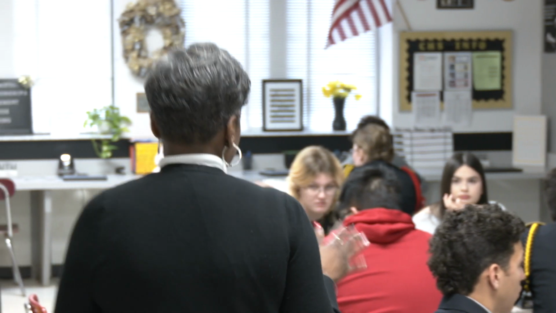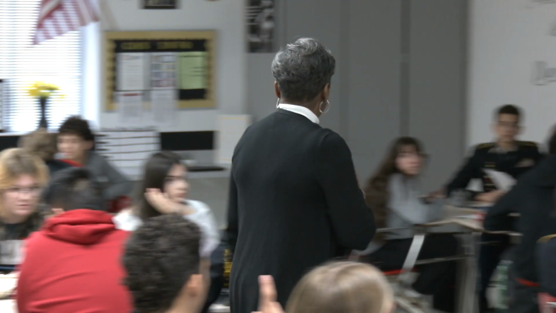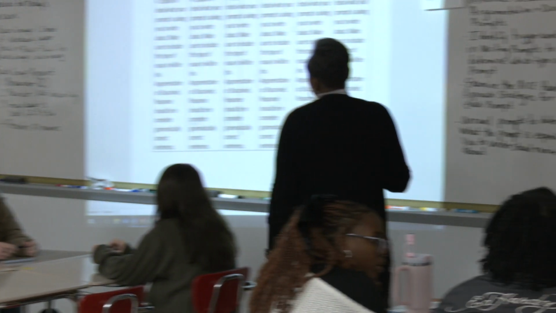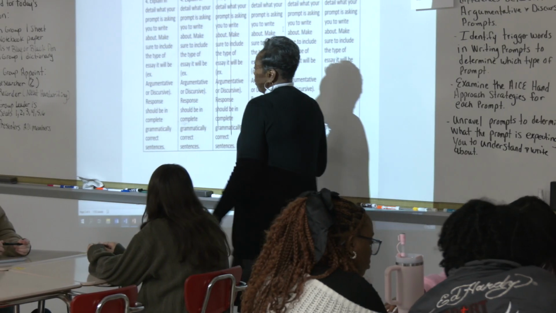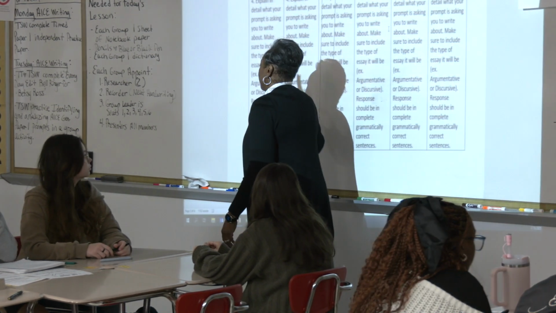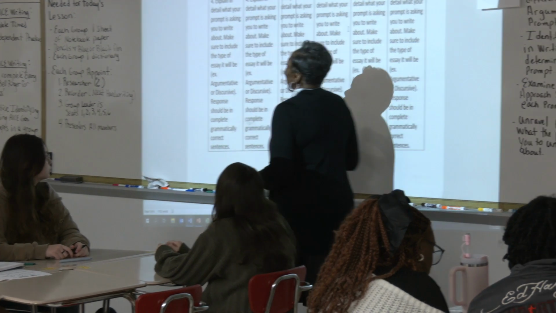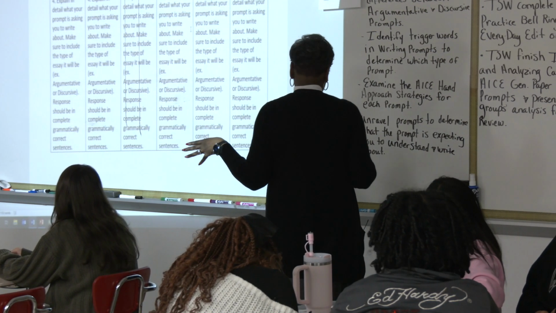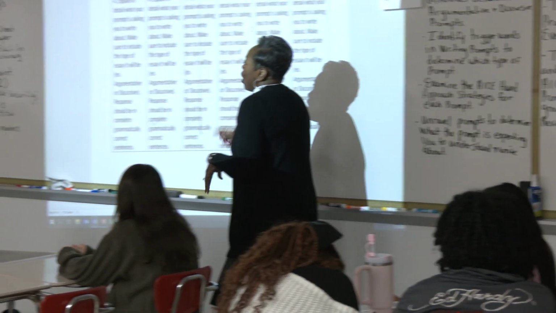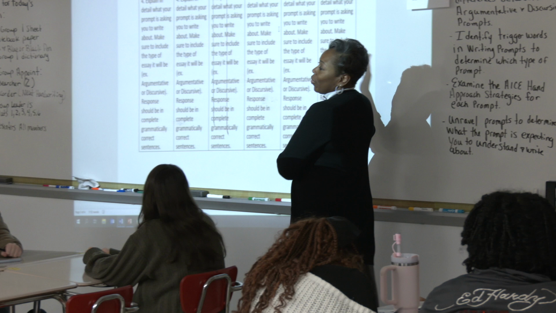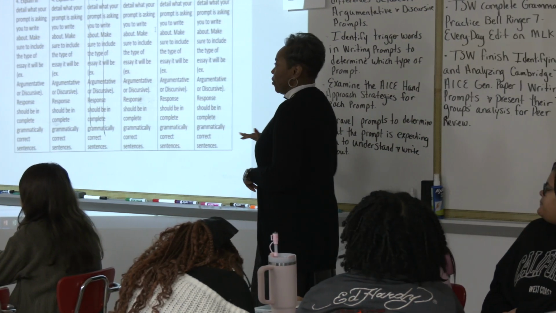Okay. So now you are going to use some tidbits of information from the answers of your other questions. You need to explain in detail what your prompt is asking you to write about. Make sure to include the type of essay it will be, whether it's argumentative or discursive. Okay? We are going to write the response in continuous prose. What do I mean by continuous prose? There you go. Okay, the only one of your questions that does not have to be in paragraph form is number 2, where you were listing the words that were unfamiliar.